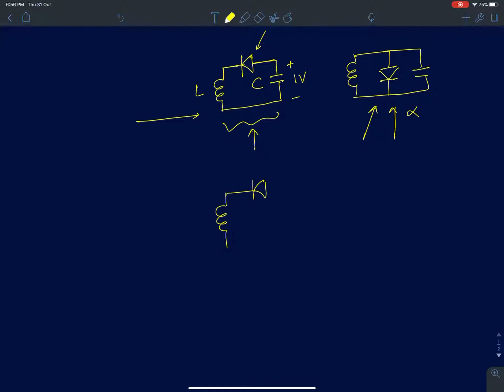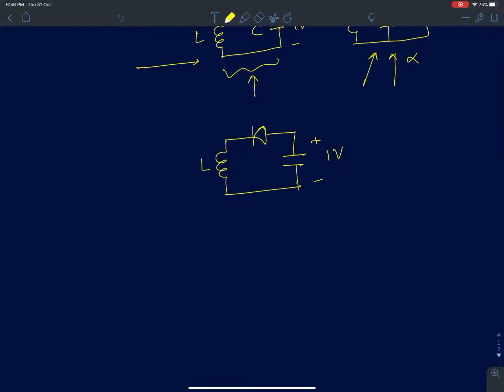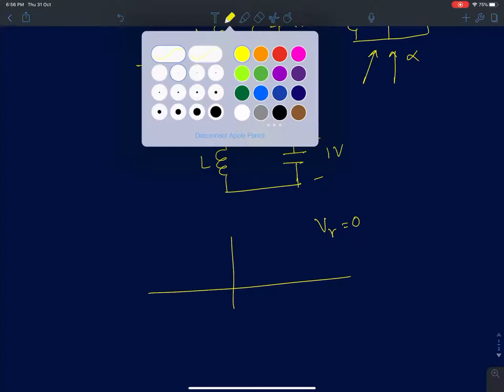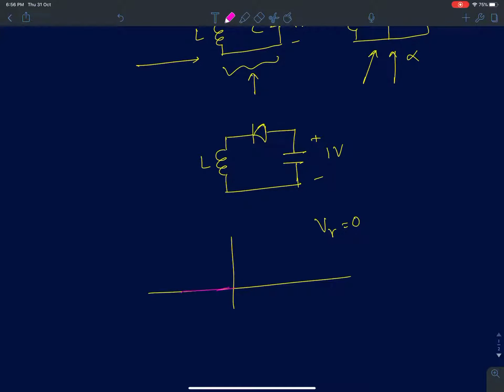I'll analyze this circuit wherein we have a capacitor which is initially charged, say with 1 volt, and it's connected through a diode to an inductor. First I'll assume that the diode is an ideal diode which has a cut-in voltage V gamma of 0. So the IV characteristic would look something like this. For any voltage greater than 0, the diode will start conducting. It will drop 0 volts across the diode and it can carry any amount of current. In that case, we'll see what happens in the circuit.